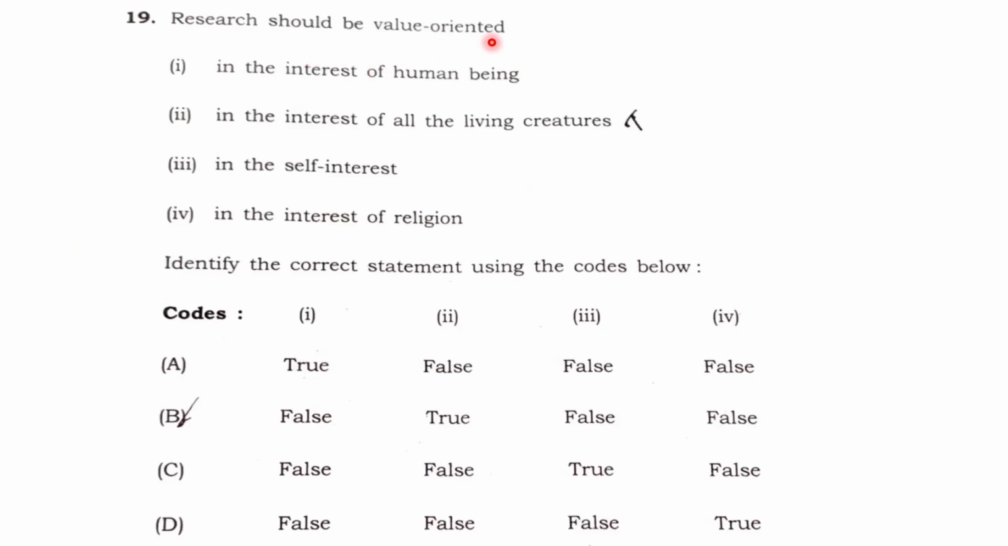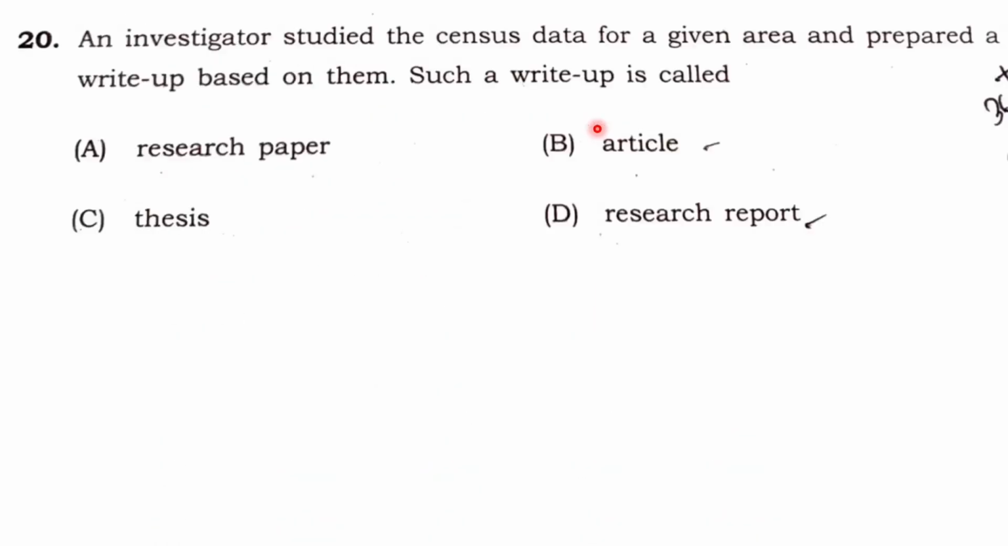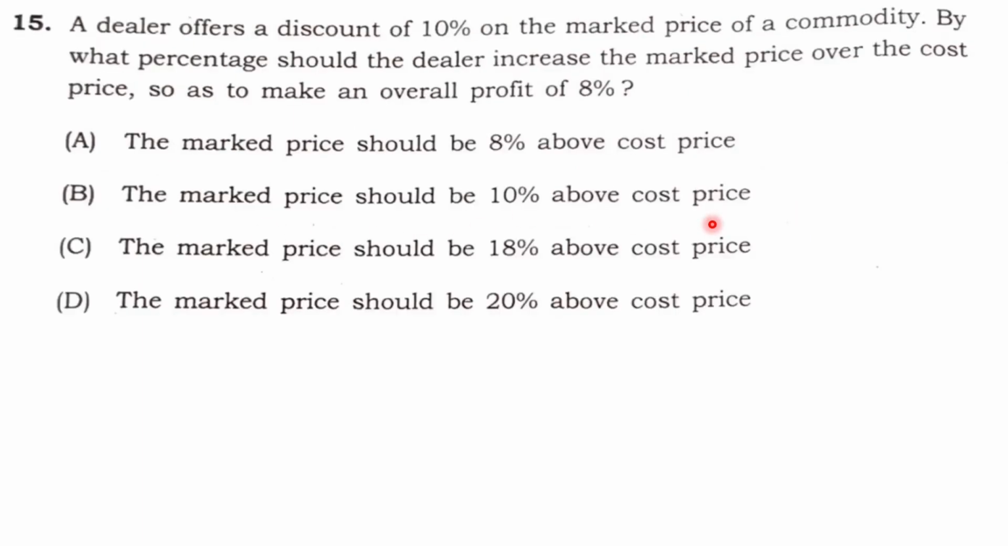Research should be value oriented in the interest of all living creatures. So clearly option B is the correct answer because it says option 2 to be true, in the interest of all living creatures. Next question: an investigator studied the census data for a given area and prepared a write-up based on them. Such a write-up is known as a research report, and once it is published, it is then called an article. If it is defended amongst peers, then it is known as a thesis. So this is a research report.